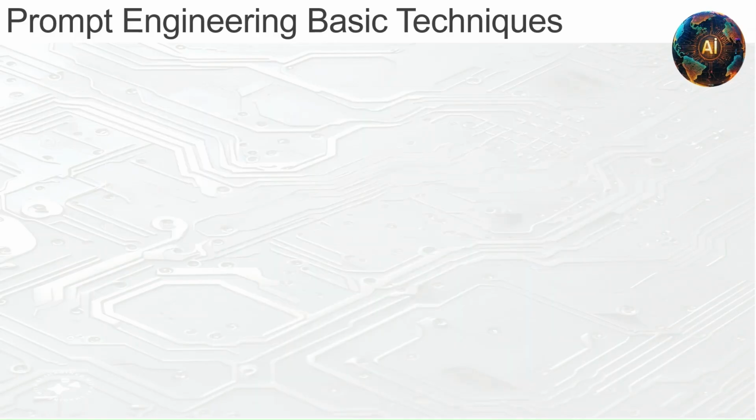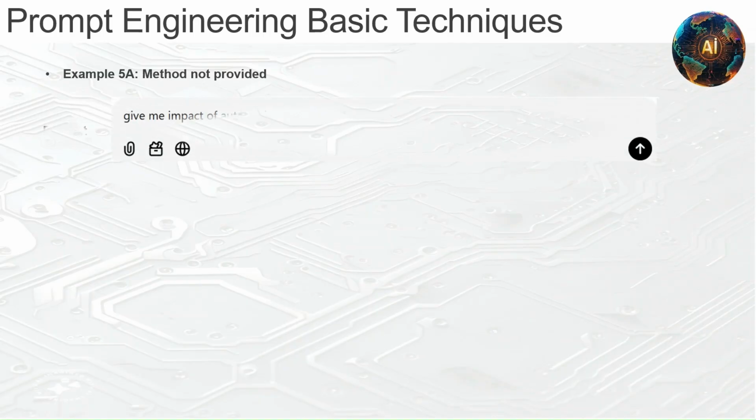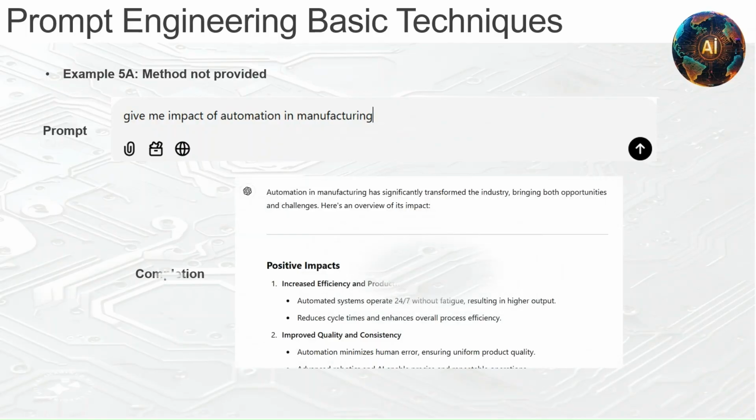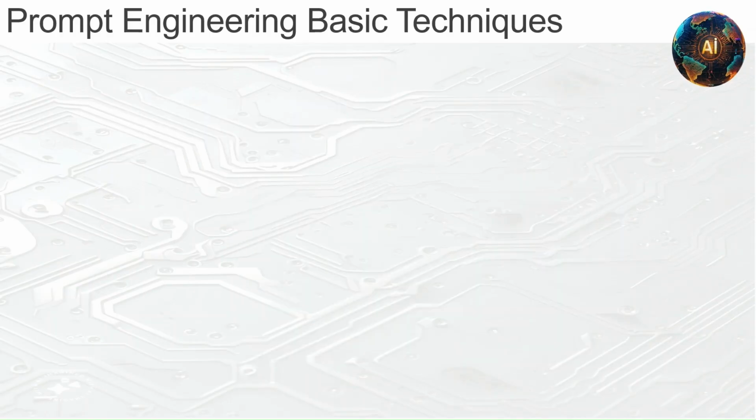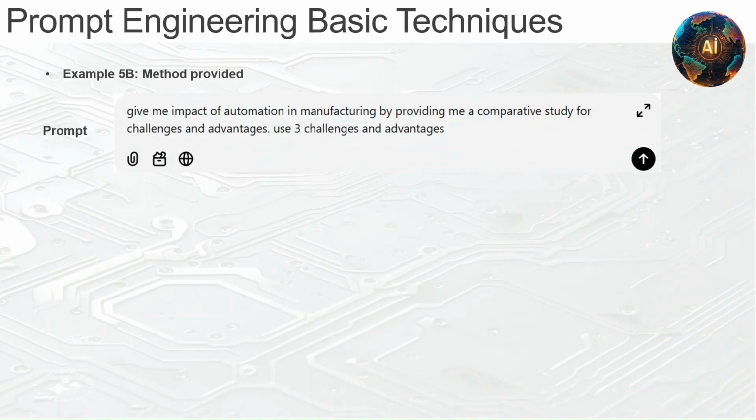Let us take another example. If we ask the LLM to give us the impact of automation in manufacturing industry, the LLM in this case will give us a laundry list and it might be too overwhelming for our purpose. Instead, if we tell the LLM how we want to get the output, the method part, it will give us a better result.